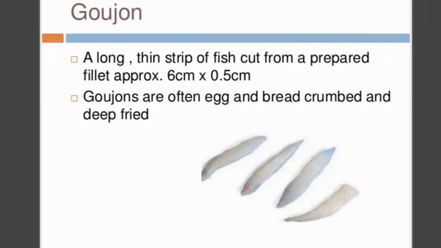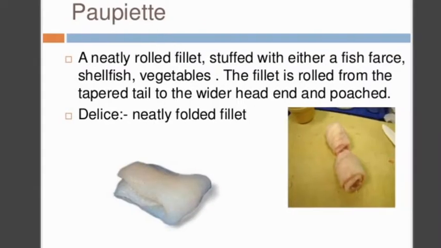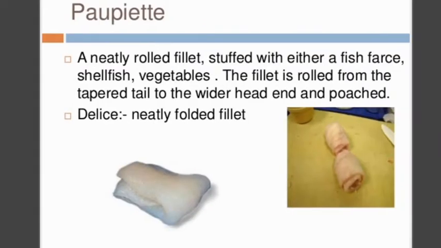Goujons. A long thin strip of fish cut from a prepared fillet, approximately 6 cm by 0.5 cm. Goujons are often egg and breadcrumbed and deep fried. Paupiette. A meaty rolled fillet stuffed with either a fish farce, shellfish, or vegetable. The fillet is rolled from the tapered tail to the wider head and poached. Délice is known as the neatly folded fillet.